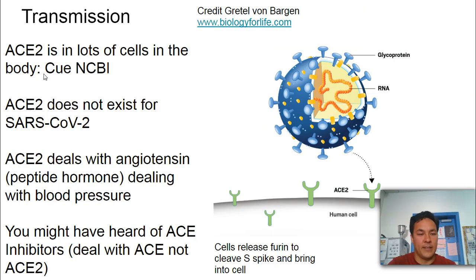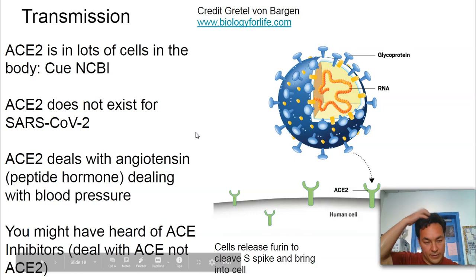So ACE2 is in lots of cells in the body. So there's some evidence that it can infect more than just your lungs, right? And that would be because your liver and other cells also have ACE2. It's going to infect the lungs first because that's where it's docking and is how it's getting into your body. And then I already said this, that it deals with blood pressure. So it's not like we can just block up all of your ACE2s.